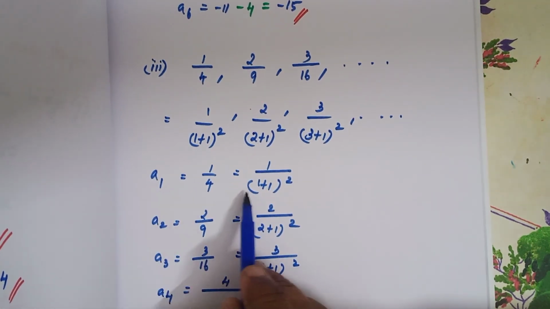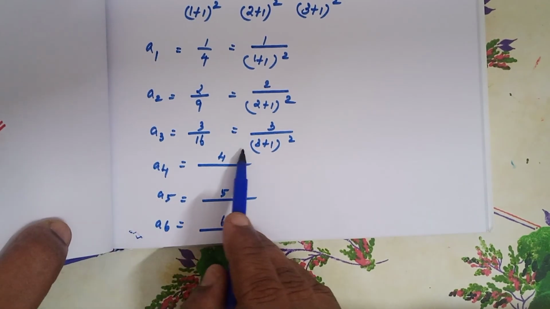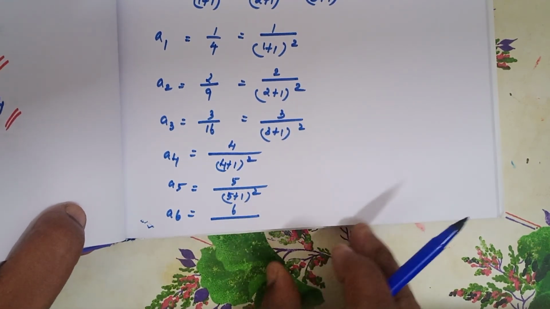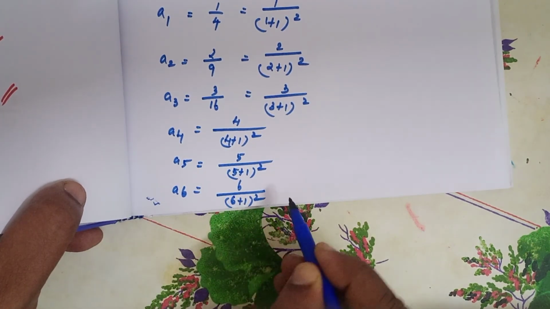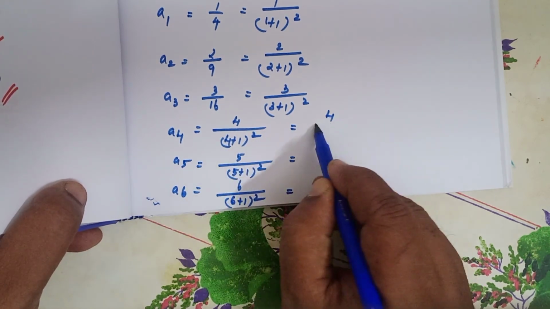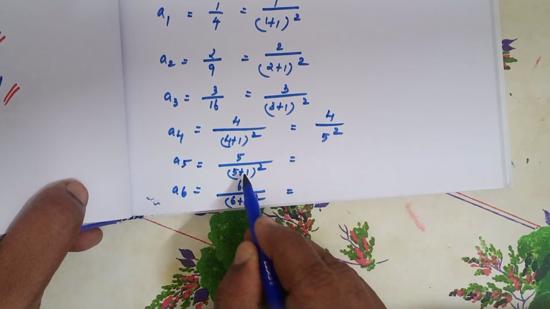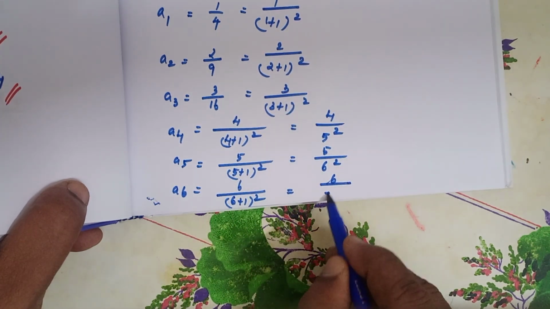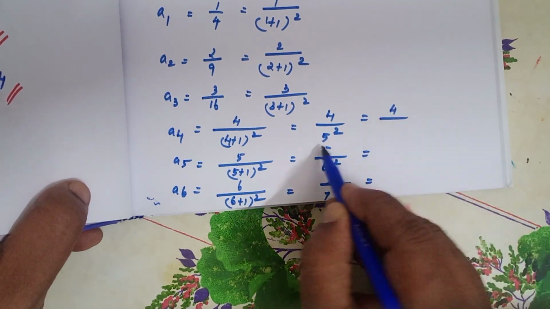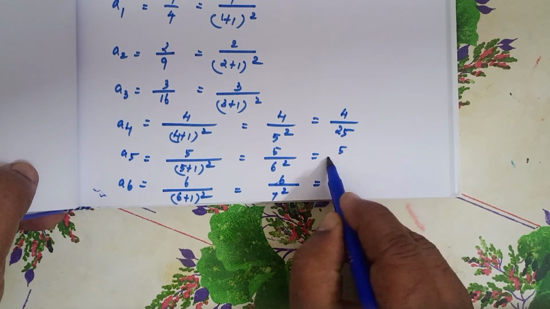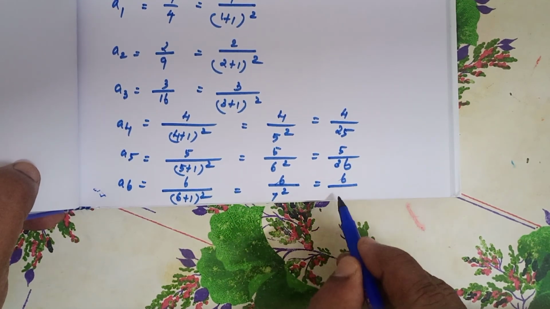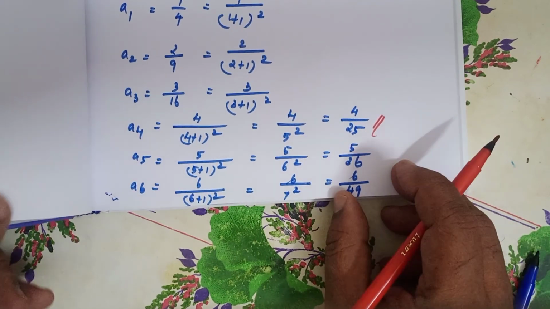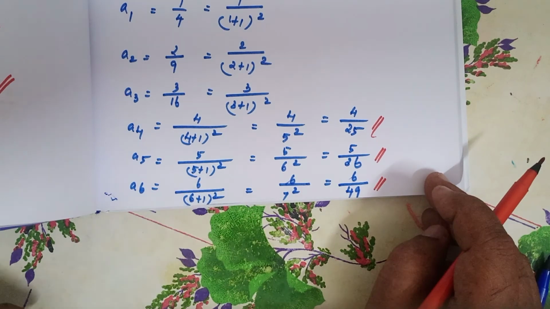Denominator, if it is 1, 1 plus 1 square. If it is 2, 2 plus 1 square. If it is 3, 3 plus 1 square. If it is 4, 4 plus 1 square. For 5, 5 plus 1 square. For 6, 6 plus 1 square. That's all. Now write 4 as it is. 4 plus 1 is 5, 5 square. 5 write as it is. 5 plus 1 is 6, 6 square. 6 write as it is. 6 plus 1 is 7, 7 square. Equals 4 divided by 5 squared is 25. 5 divided by 6 squared is 36. 6 divided by 7 squared is 49. These are the 3 terms. Next 3 terms: 4 by 25, 5 by 36, 6 by 49.